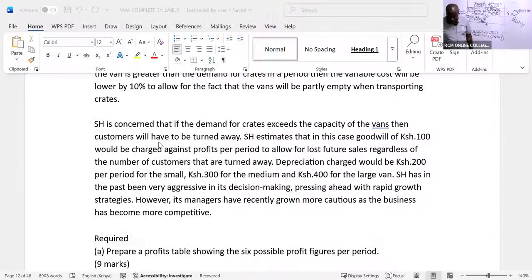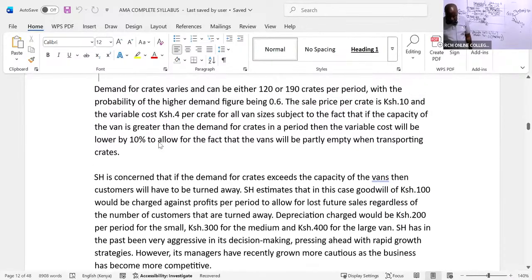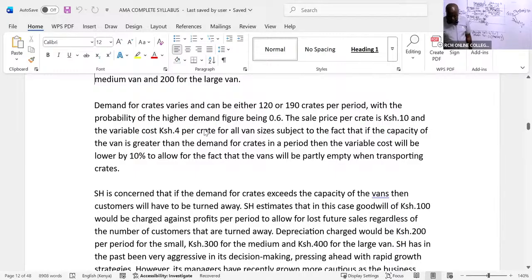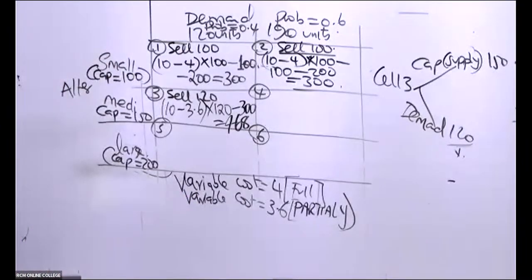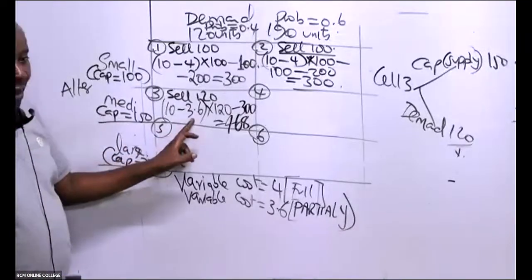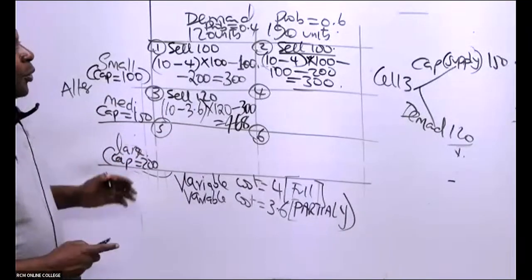They have told us here that the sale price is like that, and the variable cost is 4 per crate for all van sizes, subject to the fact that if the capacity of the van is greater than the demand, then we shall have a variable cost being 10% lower. So 10% of 4 is 0.4. So 4 minus 0.4 gives us what here somebody? 3.6.